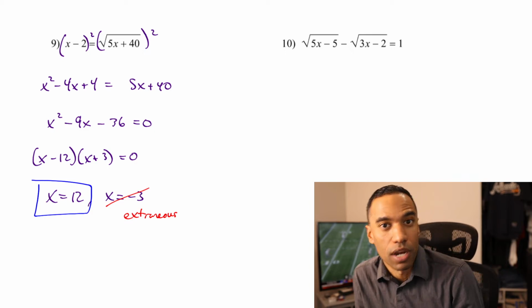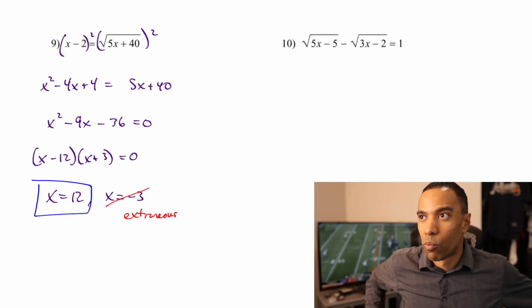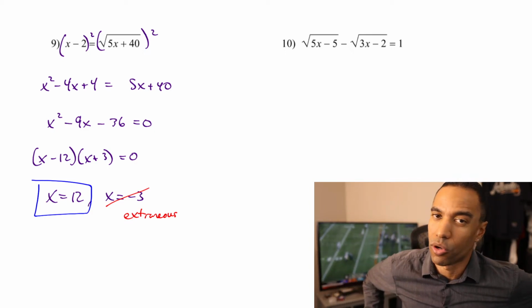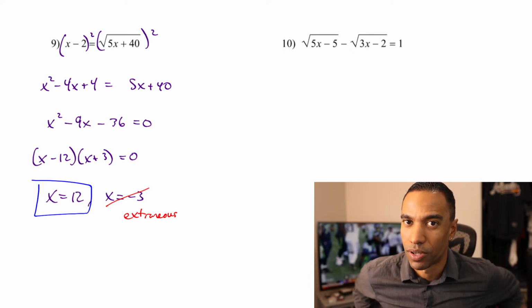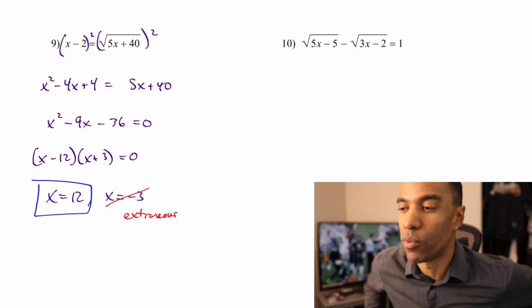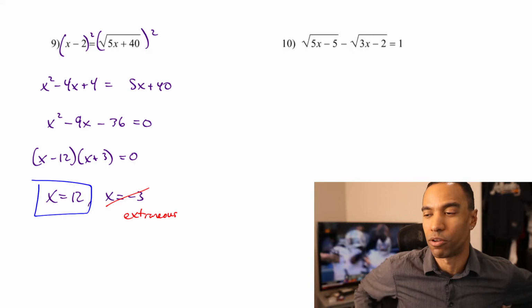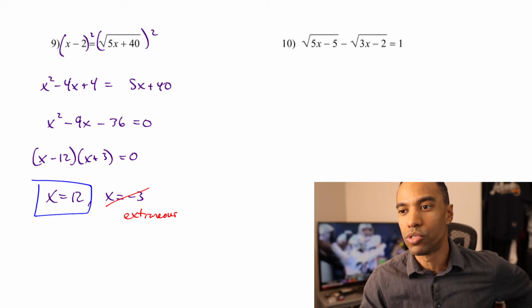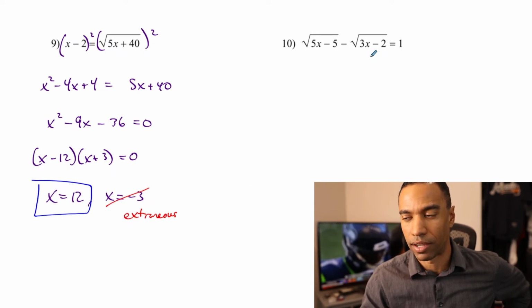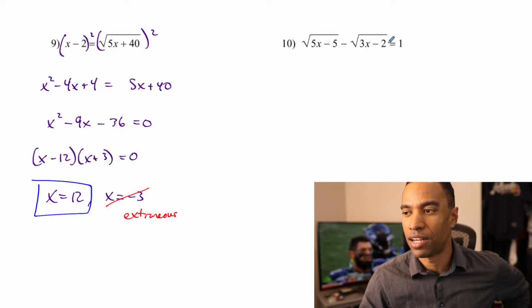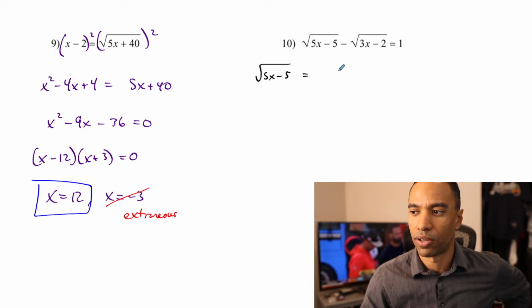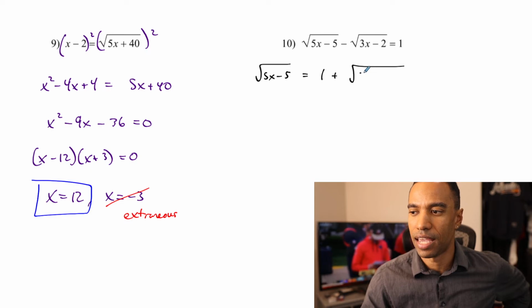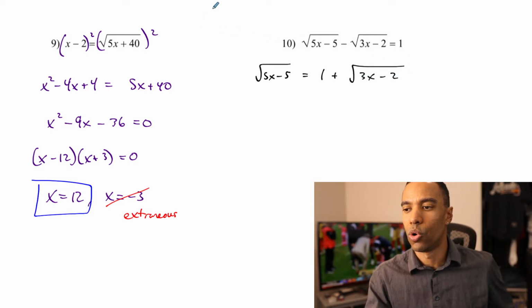Now, here's the problem with number 10. No matter what I do, when I square both sides, I'm still going to end up with a radical somehow. Okay? Some way, somehow. But what we want to do is alleviate the number of radicals that we have. So you still isolate one of the radicals. I'm going to go ahead and add root 3x minus 2 over. My goal is to eliminate one radical at a time, but it comes at still a cost. There's nothing I can do when this happens.